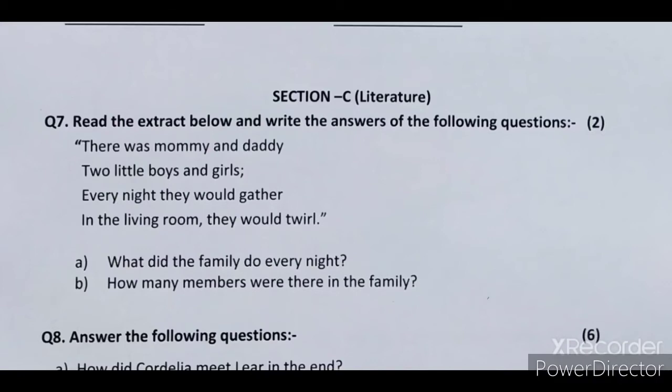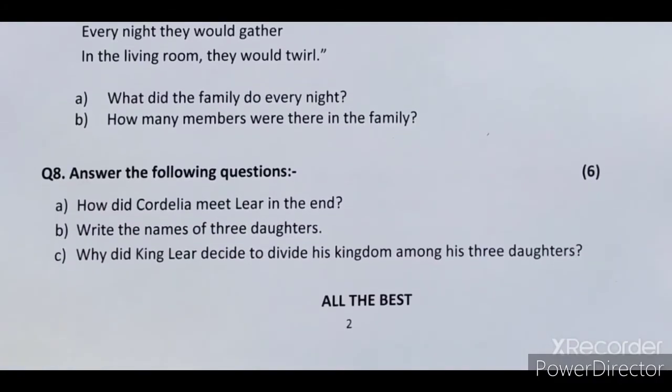The last question, the last lesson. Answer the following questions. How did Cordelia meet Lear in the end? Write the names of the three daughters. Why did King Lear decide to divide his kingdom among his three daughters? The first question, how did Cordelia meet Lear in the end? Third question, why did King Lear decide to divide his kingdom among his three daughters?